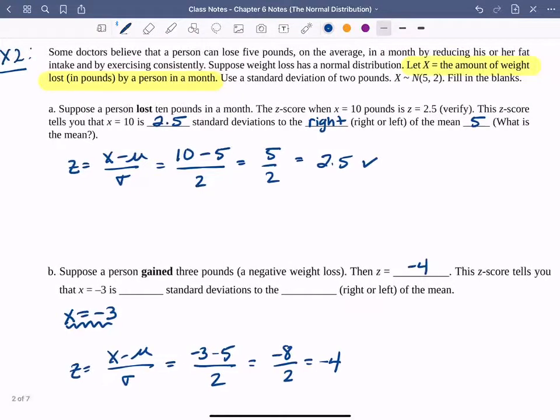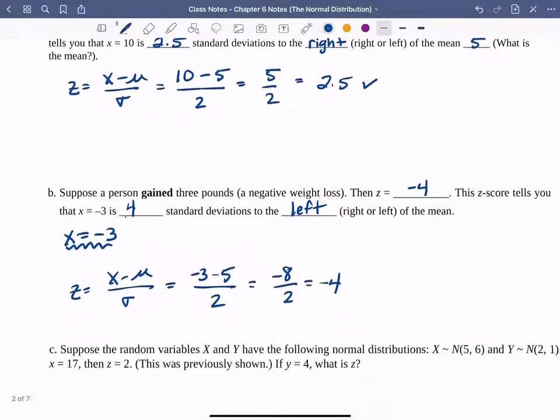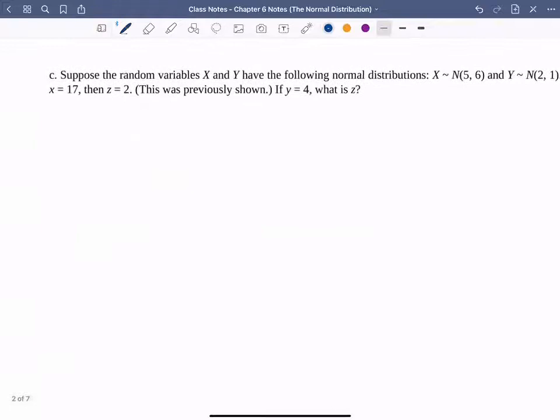This z-score tells you that x equals negative 3 is 4 standard deviations to the left. Why is it to the left? Because our z value is negative. And when we have a negative z value, we are now on the left side of that normal distribution curve. I'm going to move this up. We're going to lose some up there, but that's okay. We'll gain some space.